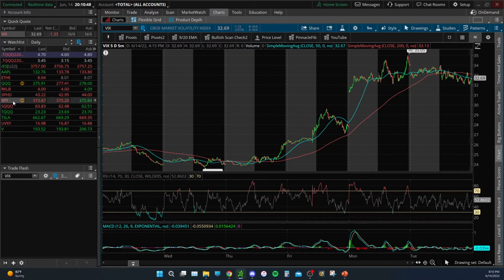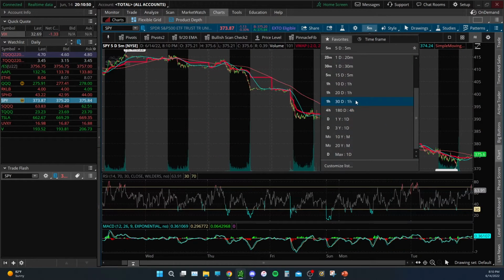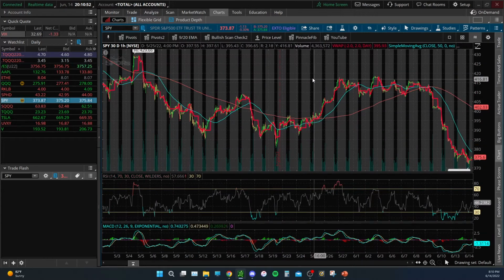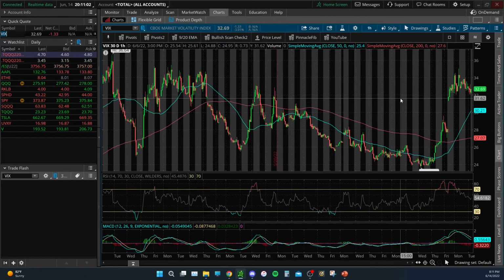So if you look at the S&P 500, let's jump back here on the 30-day chart. We saw a nice recovery from May, and then once we started heading into mid-June, markets just started dropping. So what happened with the VIX? It's kind of the inverse. We saw it come down. This is basically the fear or volatility index.